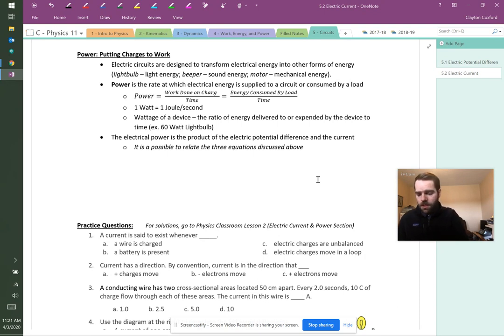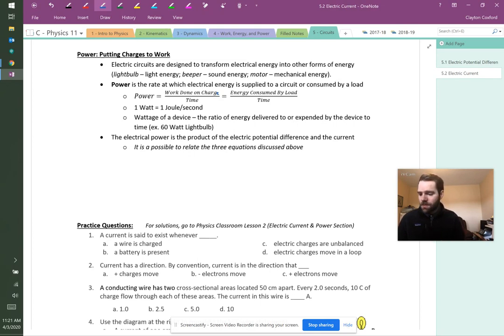And so we can see here power is either the work done on charge, I missed my E there, over time, or it's the energy consumed by a load over time. The same units that we've had before. A watt is the unit for power. It's simply a joule per second.